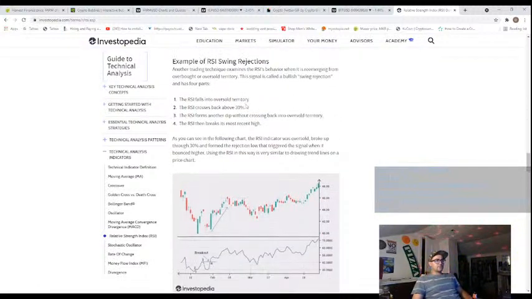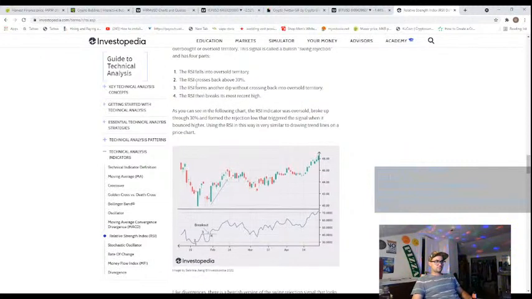RSI Swing Rejections. Another technique examines the RSI's behavior when it is re-emerging from overbought or oversold territory. This signal is called a bullish swing rejection and has 4 parts. The RSI falls into oversold territory. The RSI crosses back above 30. The RSI forms another dip without crossing back into oversold territory. The RSI then breaks its most recent high.